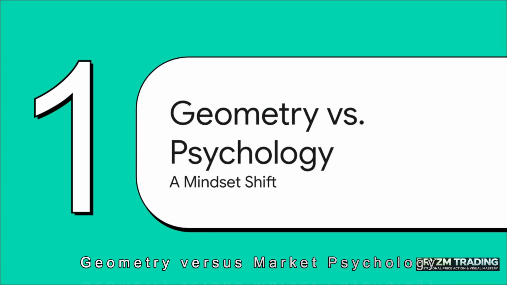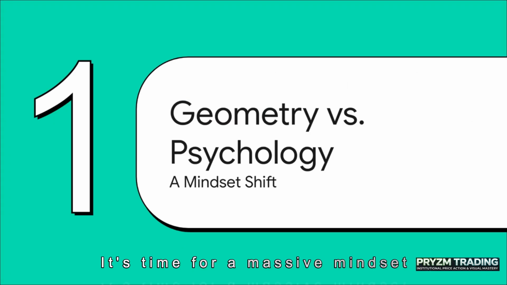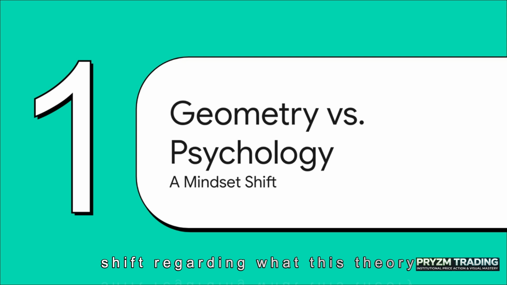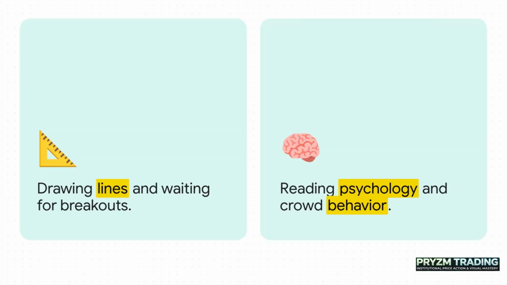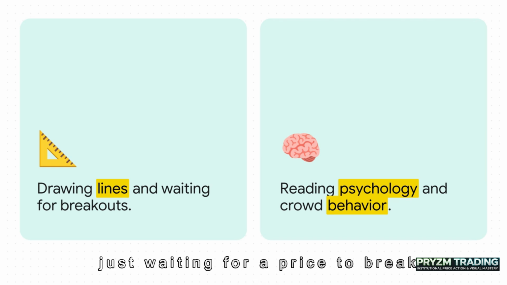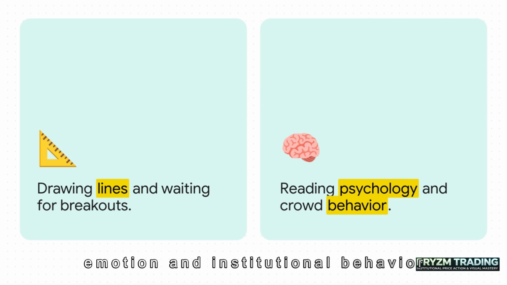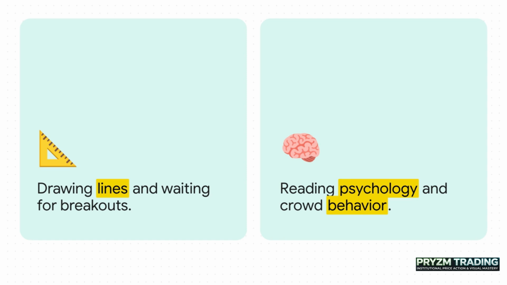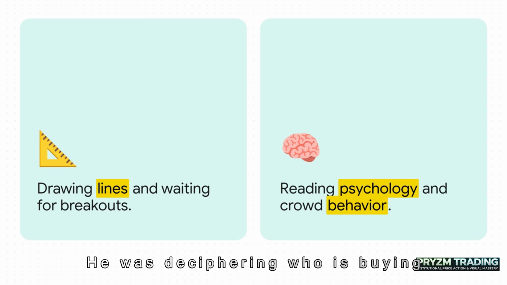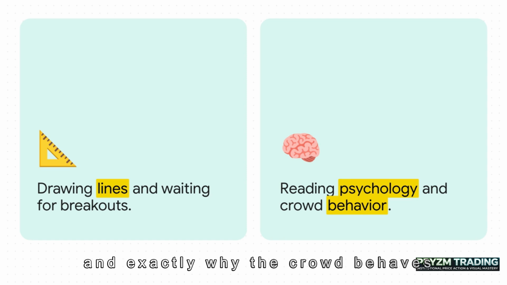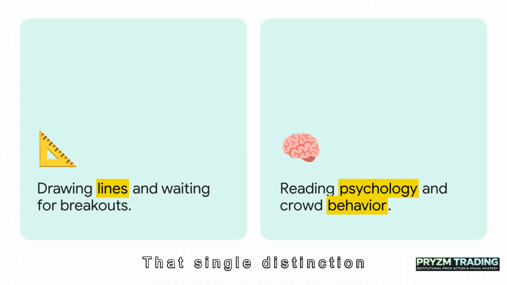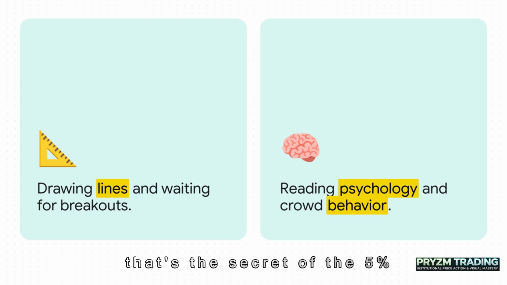Section 1, Geometry versus Market Psychology. It's time for a massive mindset shift regarding what this theory actually is. Look, someone probably taught you this as a geometry exercise, right? Drawing lines on a chart, connecting dots, just waiting for a price to break through. But Charles Dow, he was not playing connect the dots. He was actually reading human emotion and institutional behavior. He was deciphering who is buying, who is selling, and exactly why the crowd behaves the way it always has. That single distinction, that's the secret of the 5%.